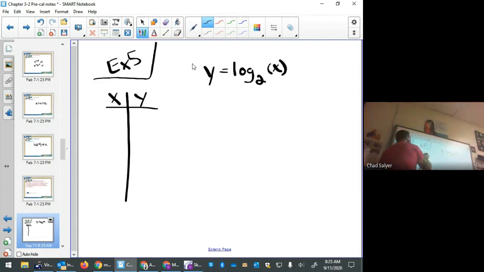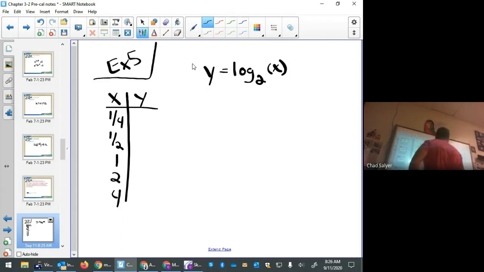So I'll pick 1/4, 1/2, 1, 2, and 4. You guys see why I picked those values? You remember yesterday with the exponential tables, how those would be the y's? So the logarithm and the exponential are functional inverses of each other. So the x's become the y's and the y's become the x's. So I picked these values specifically because of their relationship to 2.